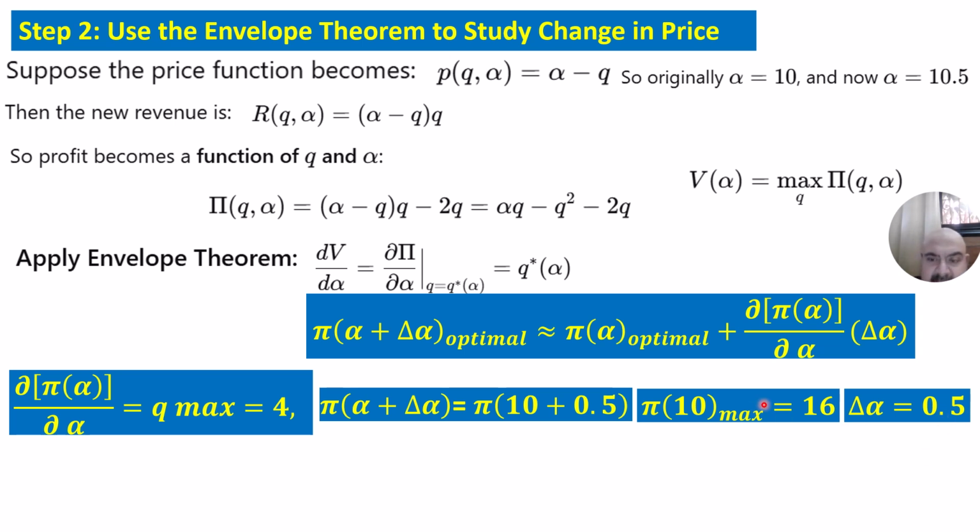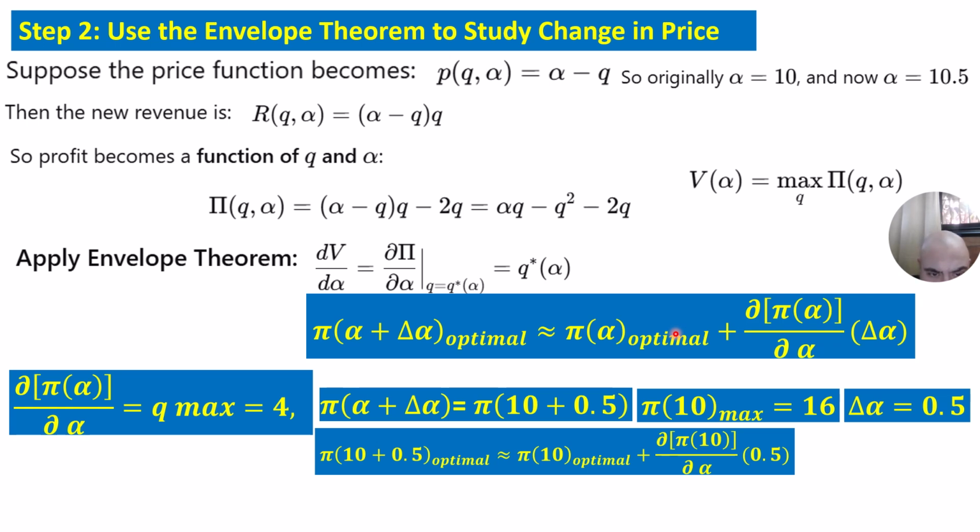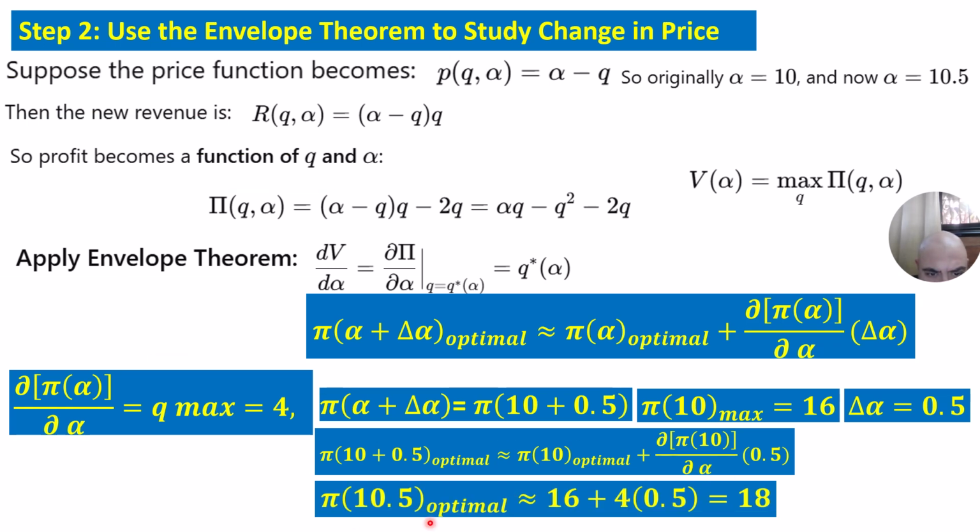All I have to do is to make the substitution. This delta alpha is going to be 0.5. The partial pi over partial alpha is going to be 4. The value of the pi function, or the profit function, is originally 16. So changing from 10 to 10.5 will make you gain 2 extra units just by the direct substitution. At 10.5, it's going to be 16 plus 4 times 0.5, which comes up to 18. And that's the effect that you will have on your maximization problem. Very simple.